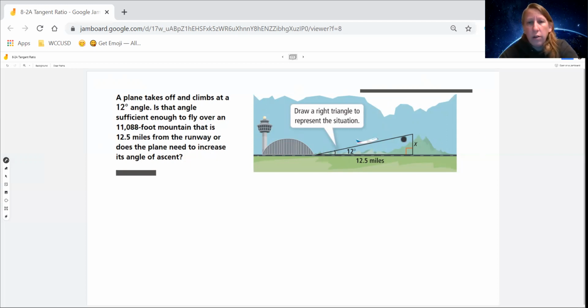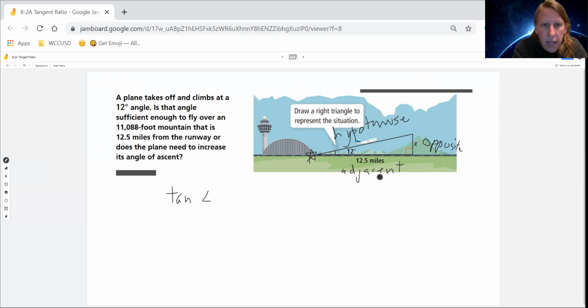This is a really weird looking picture, but let's do the math problem. Here is the angle that I'm interested in. Here is the opposite side. The plane is traveling on the hypotenuse of this figure. And the 12.5 miles is representing the adjacent side. Okay, so here's how you set this up. We have the opposite and we have the adjacent. We're going to use the tangent ratio.